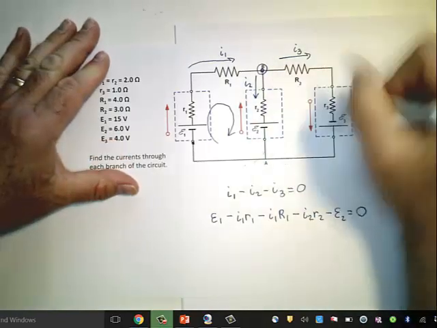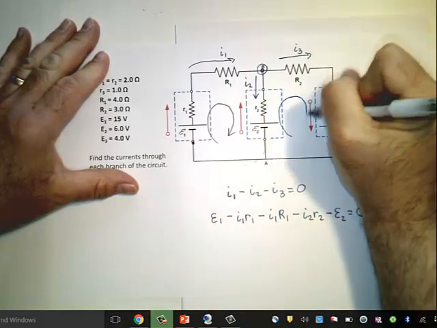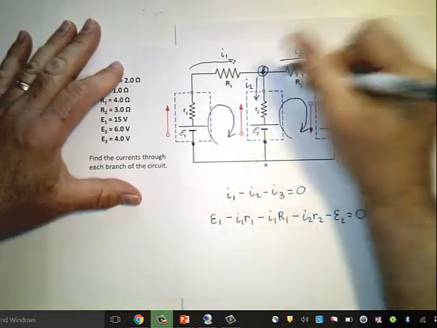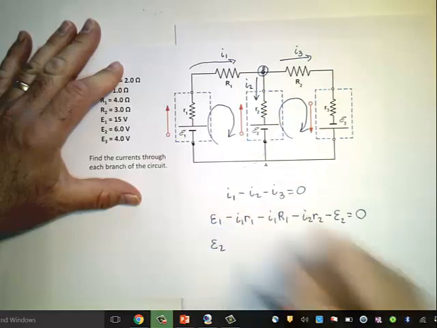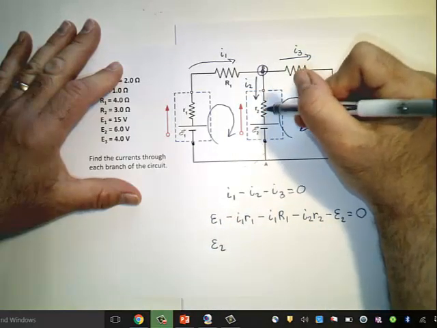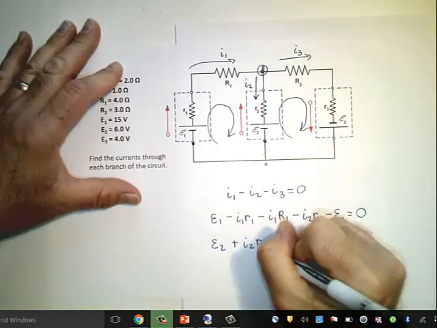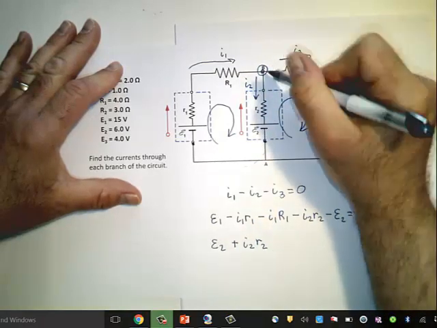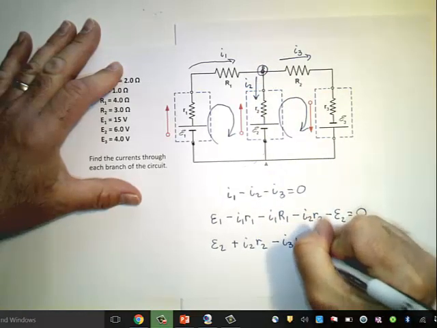I use this loop for my other equation. I could also use this loop too, but I've got to pick one, so I'm going to pick this loop and say if I start here and go around this way, I'm in the direction of E2's EMF, so I'm going to say E2. Now I'm moving in the opposite direction of this guy's current, so I'm going to have to say plus I2, little r2, which is kind of weird, but keep going. Moving in the direction of that guy's current, so I'm going to say minus I3, r2.